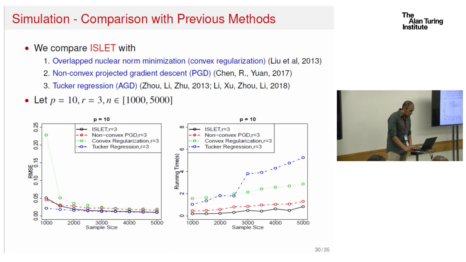So we can see that on your left-hand side is the mean squared error, and on the right-hand side is the running time.